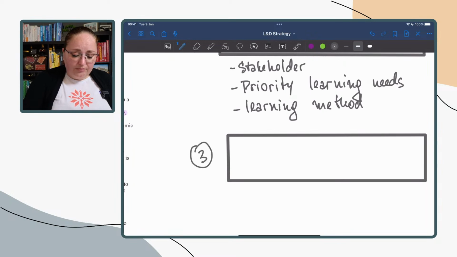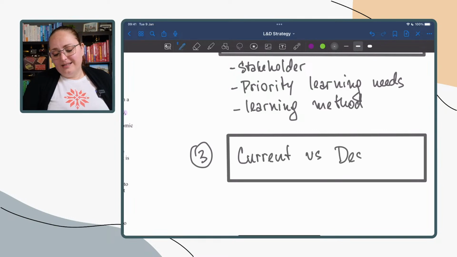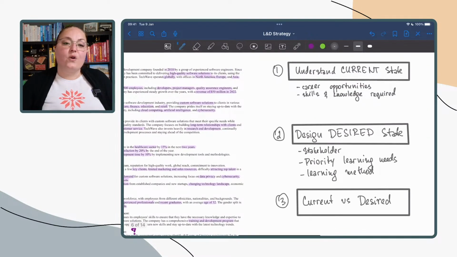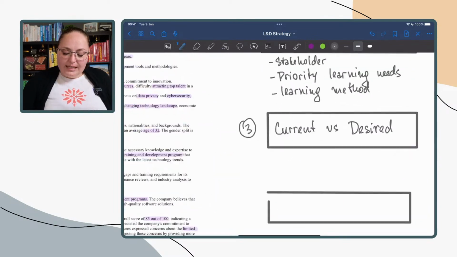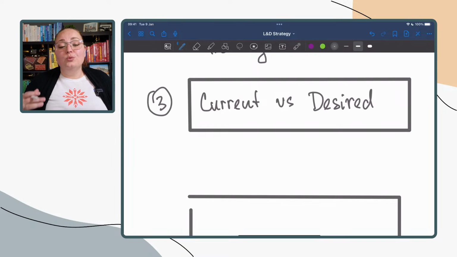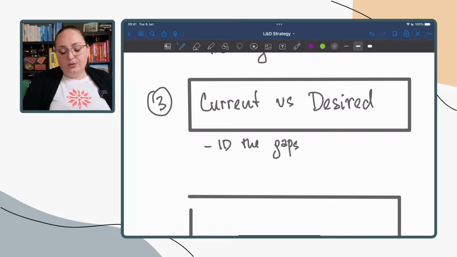Step number 3 is essentially where I compare the current versus desired states. This is the analysis that you do essentially between the first 2 steps. Where we are right now, where we want to be, and this is essentially you identify the gaps. This is what it's all about. We couldn't get enough information from ChatGPT to actually be able to do a proper analysis at this point. But one thing you definitely want to consider is, let's call it ID, the gaps. And then once you've identified those gaps, what you want to do is prioritize them.